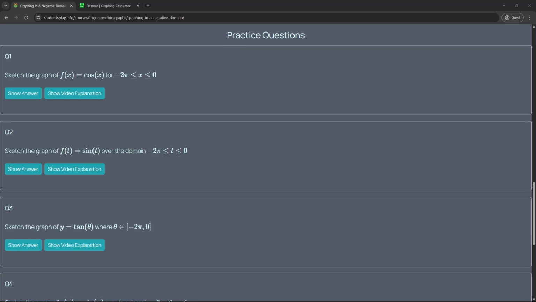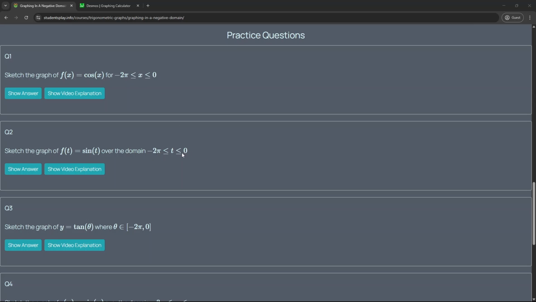Question 2. Sketch the graph of f(t) = sin(t) over the domain -2π ≤ t ≤ 0. Again, a couple of things here might look confusing, but they're not different at all to the last question. We'll start with this notation. Remember, that just means that t is between -2π and 0. So exactly the same as the last question where it was -2π < x < 0.